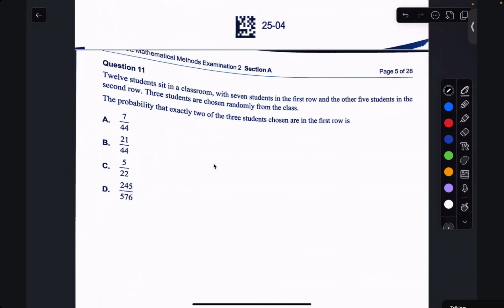12 students in a classroom with 7 students in the first row and the other 5 students in the second row. 3 students are chosen randomly from the class. The probability that exactly 2 of the 3 students chosen are in the first row. So we've got another binomial here. They're either in the first or the second. So first row is binomially distributed. Now the number of trials, well, we're choosing 3 students, and we want to know about them being in the first row or not. So that would be 7 out of the total of 12.